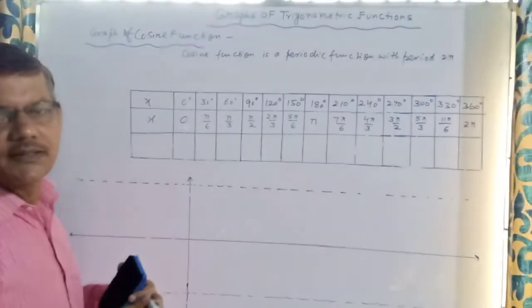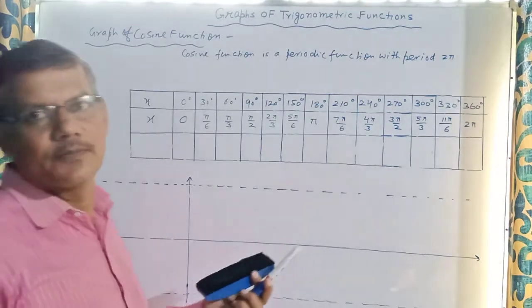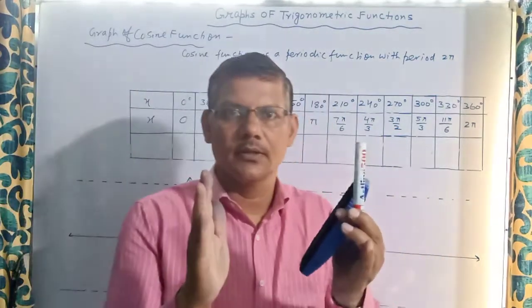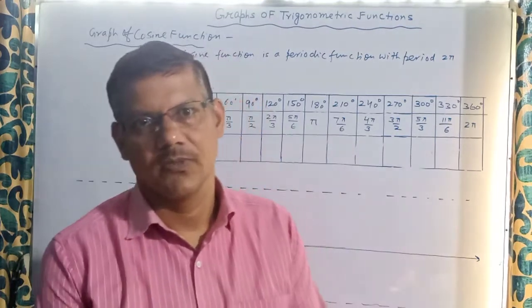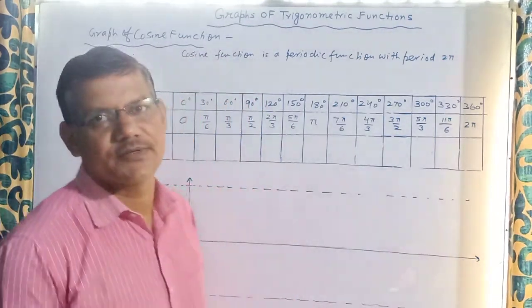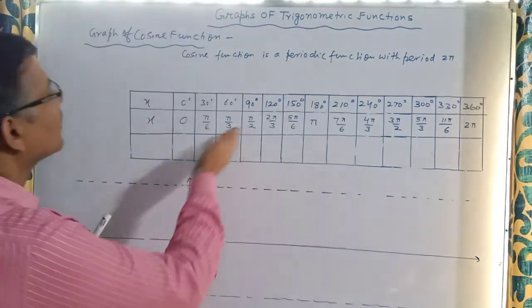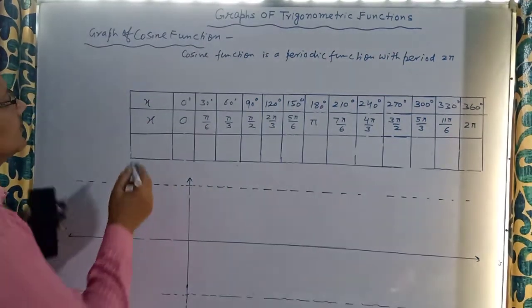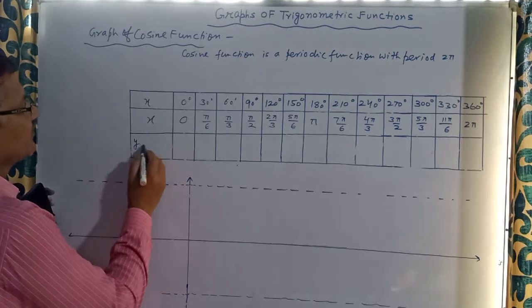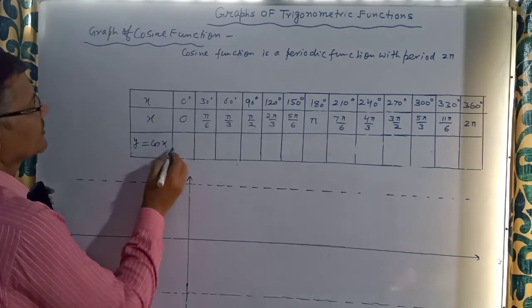You may start from minus 90 to 270. It is your choice, but the period should be 2 pi. Someone is starting from minus 90 up to 270. Since we already know these values, that's why we write them here. Now there is a change in the function, so it is cos x.